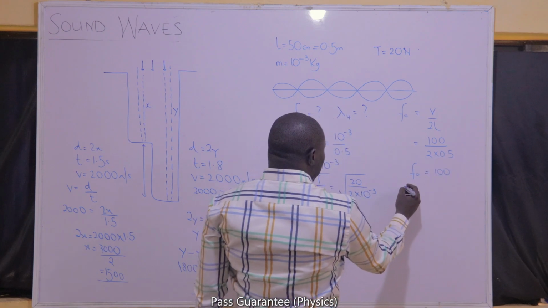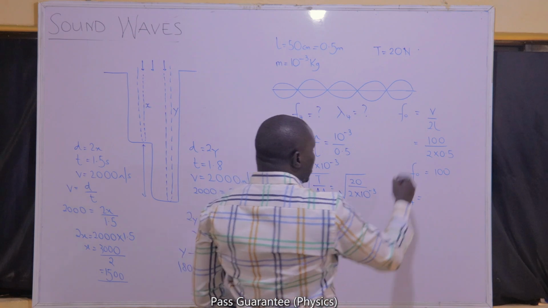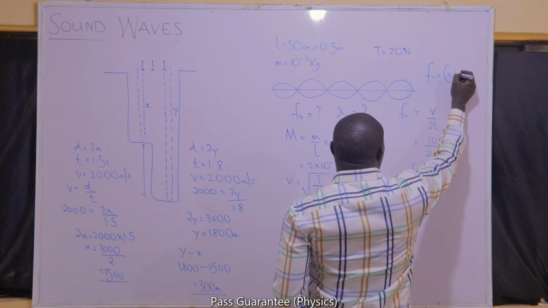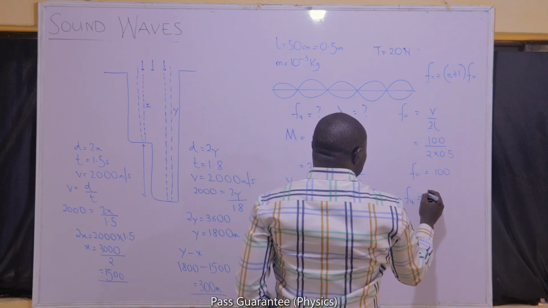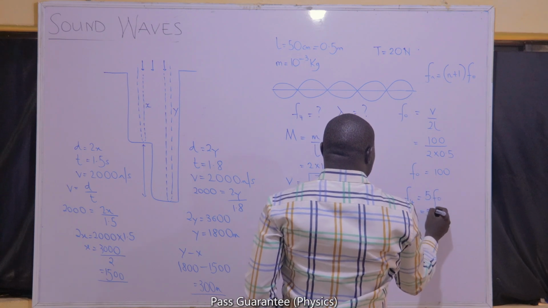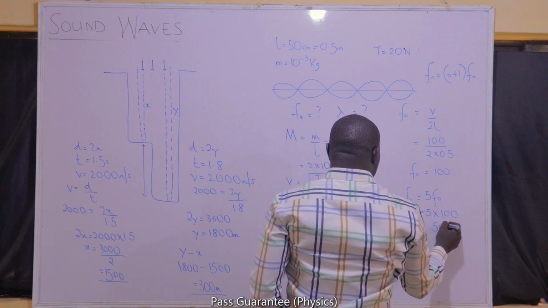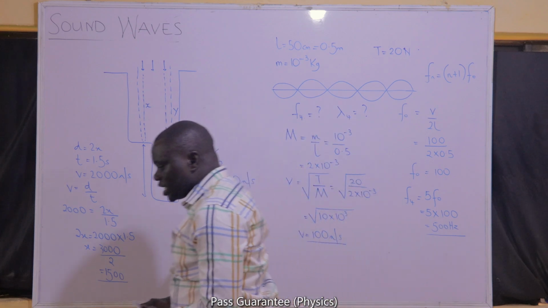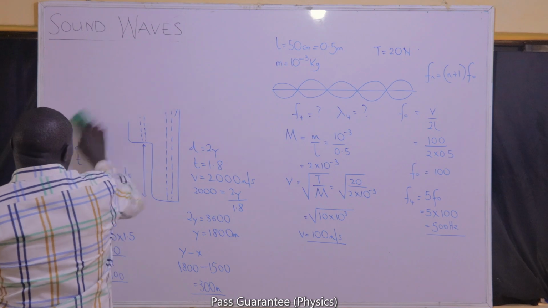If I know F naught, then I can now find F4. Remember that there's a general formula for finding other frequencies from F naught: n plus 1 times F naught. If that is the case, F4 will be 5 F naught. That will be 5 multiplied by 100, which is 500 hertz. And that is the end of the question. We can still continue with more questions.